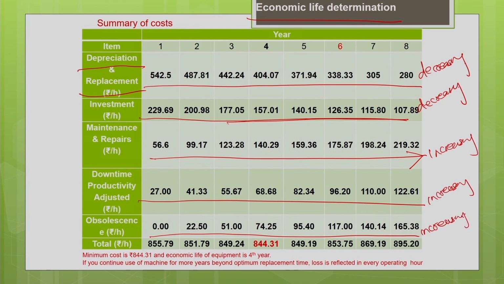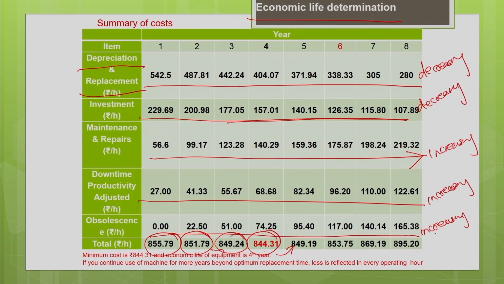Now, when you add all the costs, what is the trend we will see? For the first year the cost is high, 855.79. Now, the cost is reducing: 851.79 for the second year, still reducing, 849.24 for the third year. For the fourth year it is minimum. Now, again what is happening? The cost starts increasing again, from 844 it is increasing to 849.